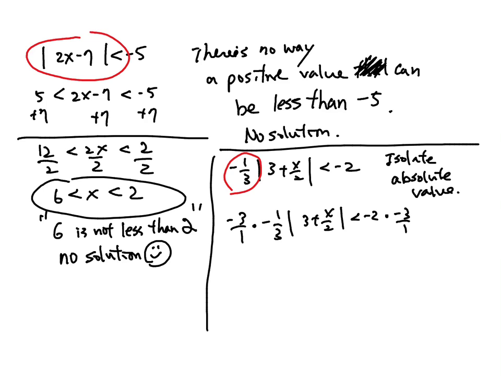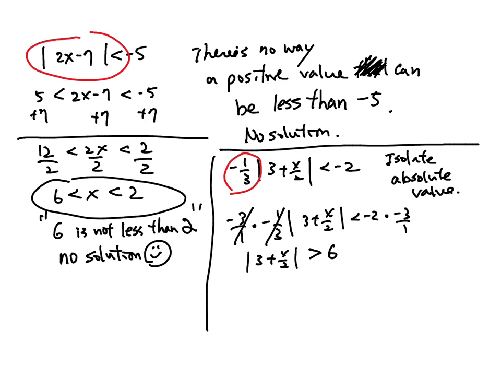And if I do that, these will cancel. So I get absolute value of 3 plus x over 2. Now, be very careful. When you're multiplying a negative number on both sides of inequalities, make sure you change the direction of the symbol. That symbol has to be changed every time you multiply or divide by a negative number.